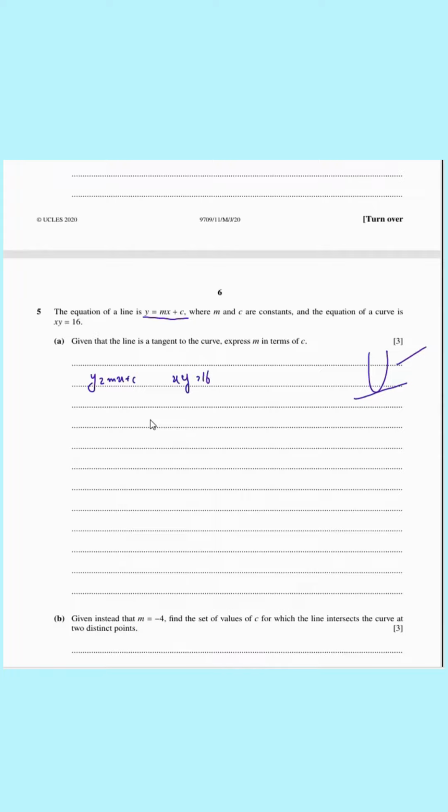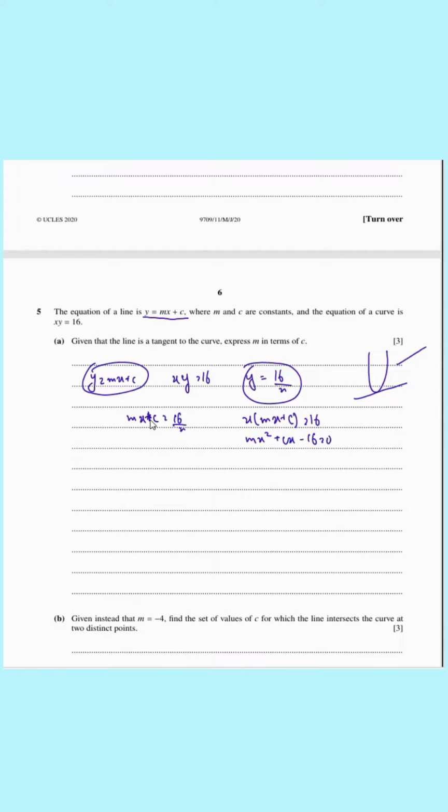So I can make y the subject and then equate both of these to get the value of x. So y equals 16 upon x. I'm getting this value of y and then this equation of y, so I can just equate them. So it would be mx plus c equals 16 upon x. This x would go there, so it would be x times (mx plus c) equals 16. This would be mx squared plus cx minus 16 equals 0.